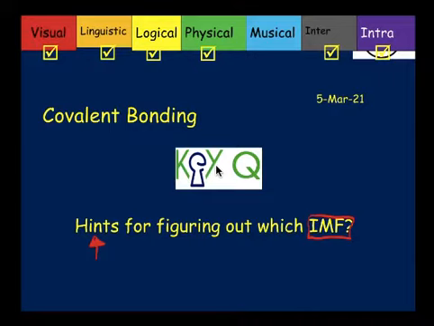We're still going to be using our electronegativity values to work out if there are polar bonds present, and we'll also be looking to see if we can figure out whether our molecule is polar or non-polar.